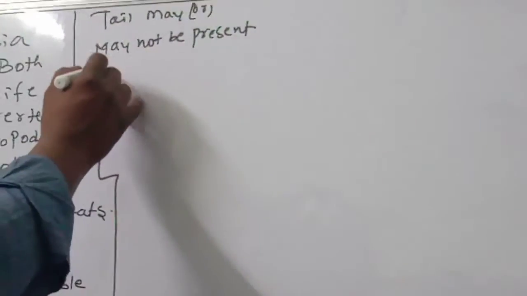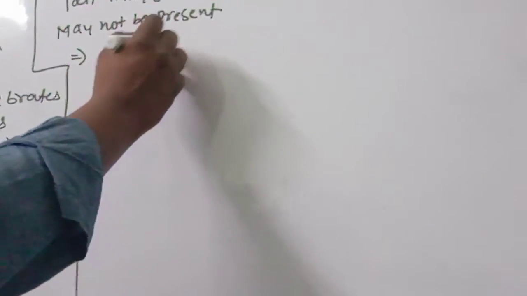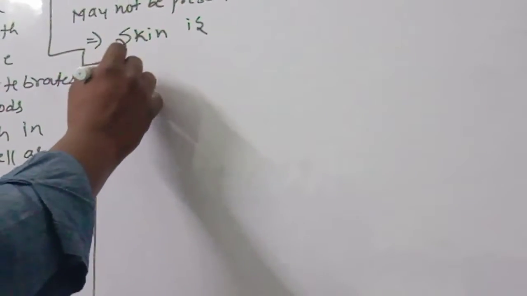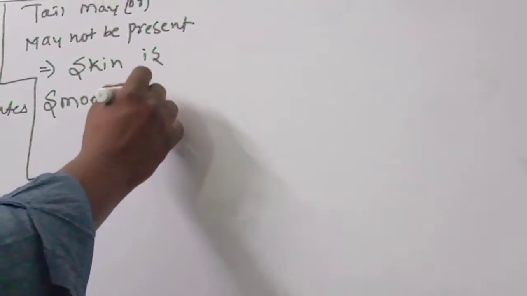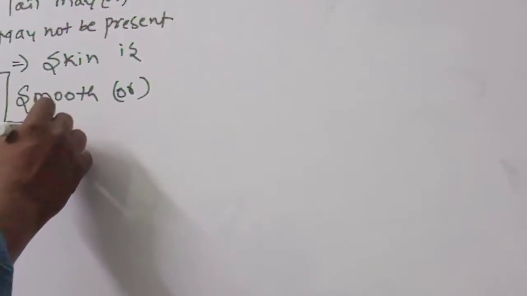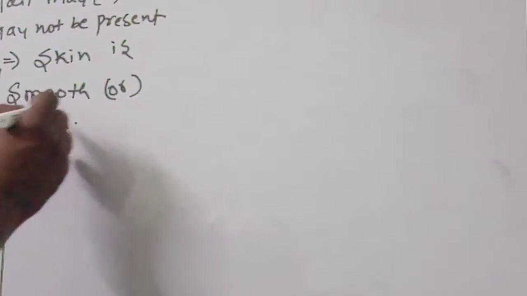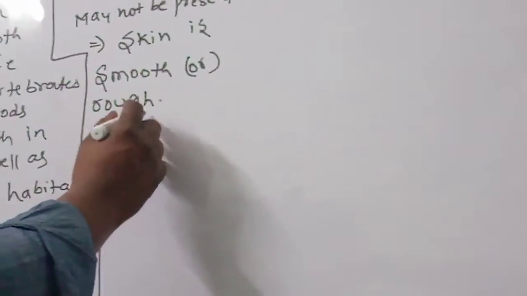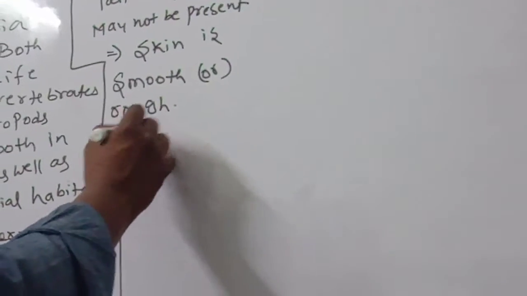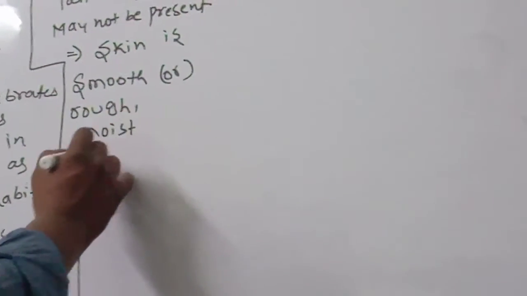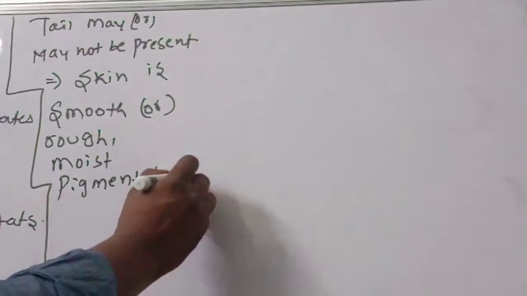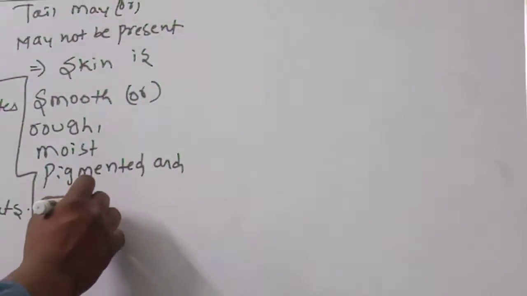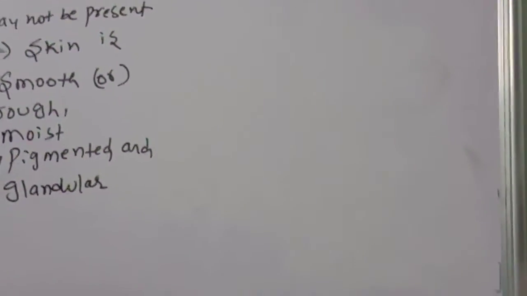Next, the skin. What about the skin? The skin is smooth or rough, and moist, pigmented, and glandular. All these points you should remember.